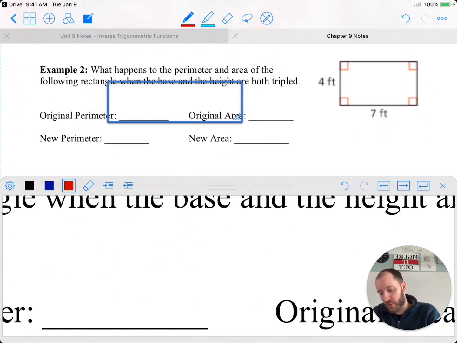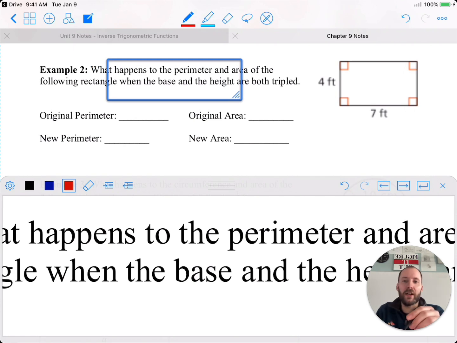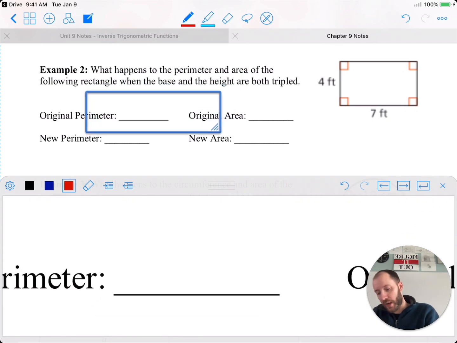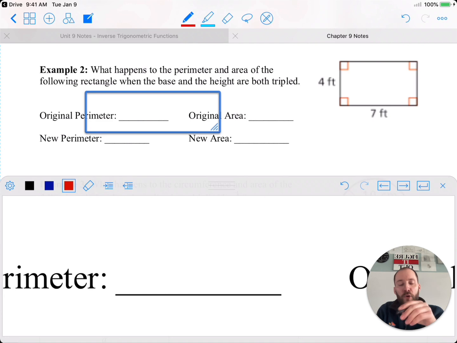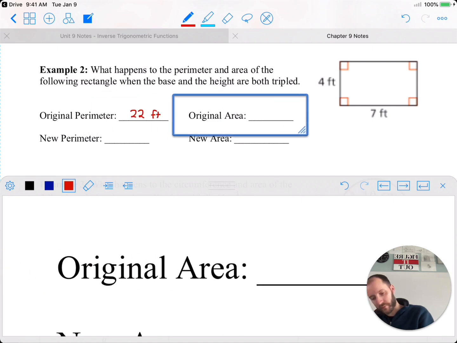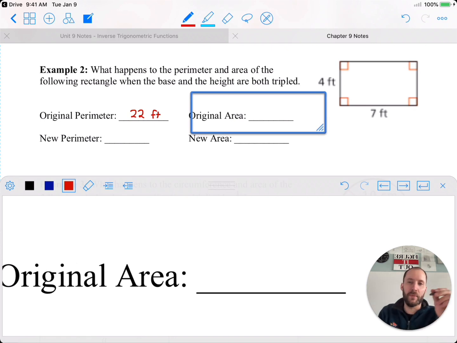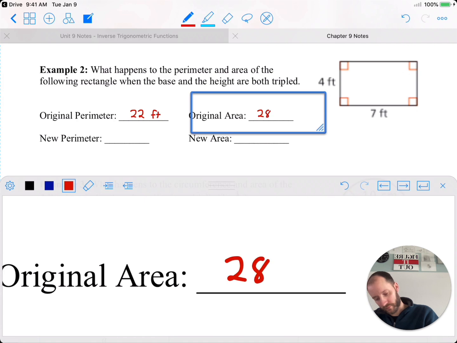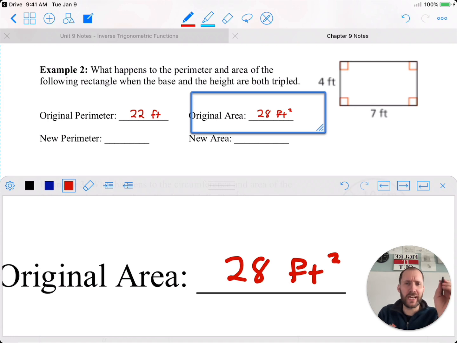Look at example 2. What happens to the perimeter and area of the following rectangle when the base and height are both tripled? So our original perimeter, 4 and 4 and 7 and 7, 8 and 14, that's 22 feet. And the area, base times height, 7 times 4, 28 feet squared.